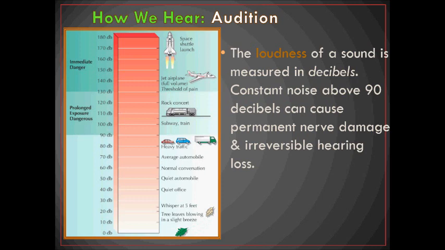Jumping down to the bottom end of the range, quiet office work, quiet automobile, you're still sitting at about 40 or 50 decibels. A lot of dishwashers float around the 50 decibel range as well. Just to give you an idea of how loud even seemingly quiet things can be. Normal conversation, listening to myself right now, could be anywhere between 50 and 60 decibels.